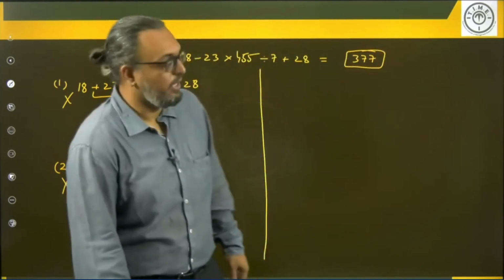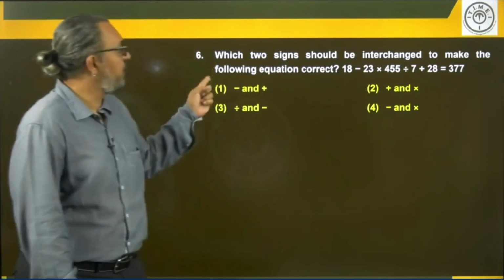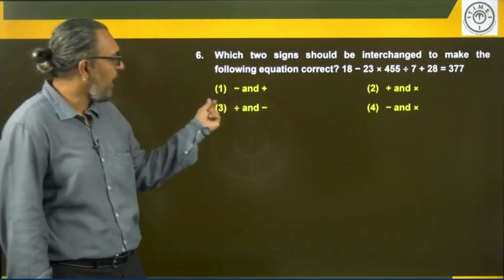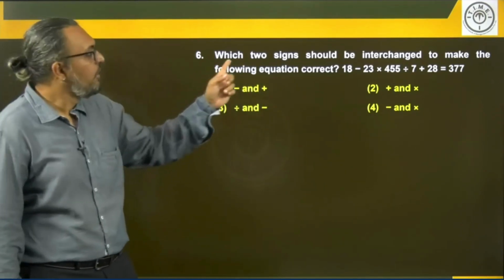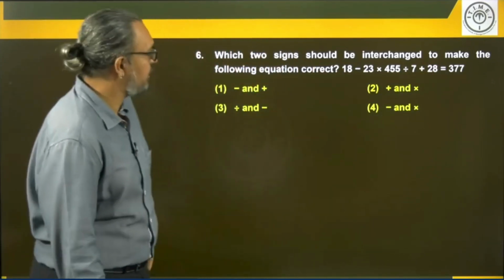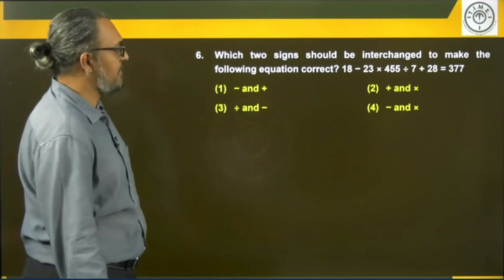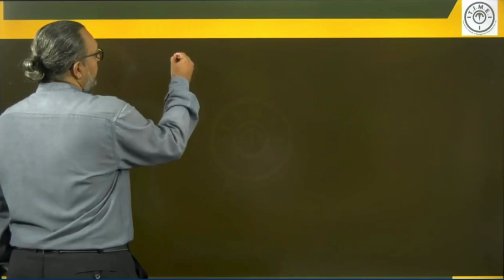Yes? Okay. The next one, he says, which two signs should be interchanged to make the following equation correct? Now, as per the options, two signs are to be interchanged so that I can get the right hand side value. So let's take the equation first as it is. 18 minus 23 into 455.